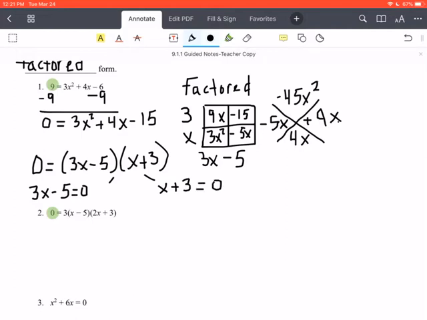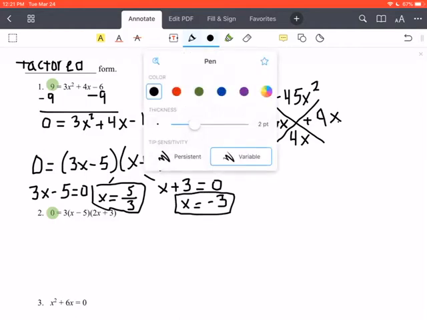So to solve the first one, I'm going to add 5 and divide by 3, so I get x equals 5 over 3. And then my second equation, I'm just going to subtract 3, so I get x equals negative 3. So these are the solutions to equation number 1. So now let's look at equation number 2.